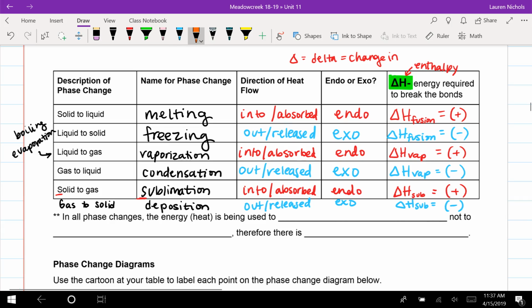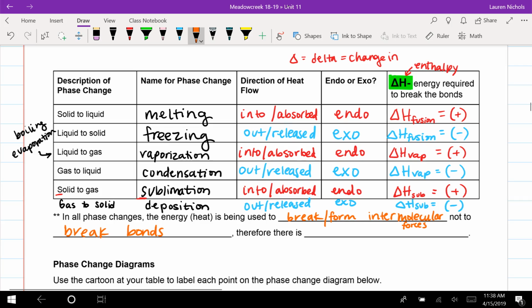And so what this all tells us is that in all the phase changes, the energy or the heat is being used to break or form, depending on whether you're heating up or cooling down, those intermolecular forces that we talked about in our phases. So it's used to break intermolecular forces in endothermic processes or form those intermolecular forces in exothermic processes. But the key thing is it is not being used to break bonds.